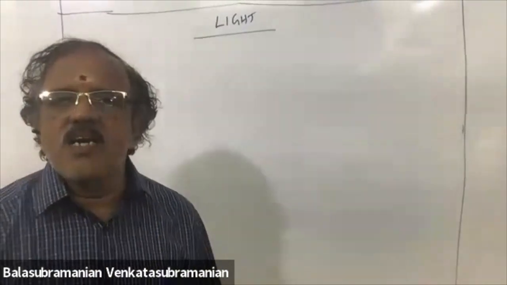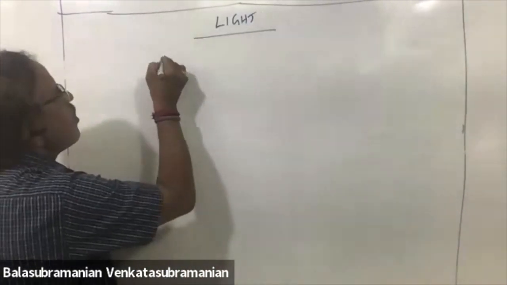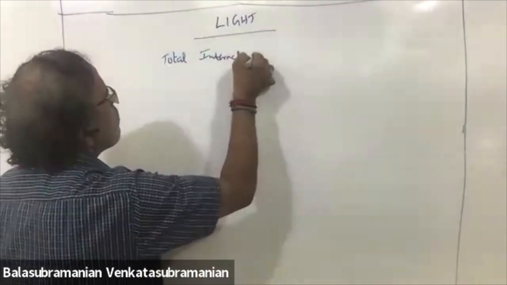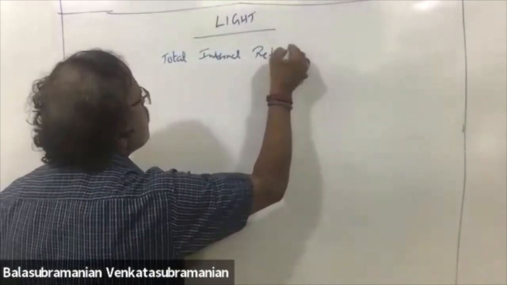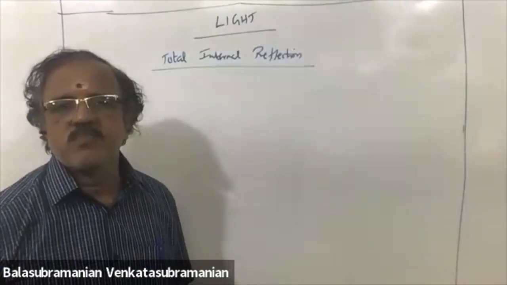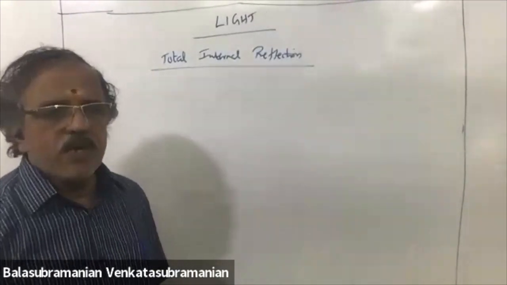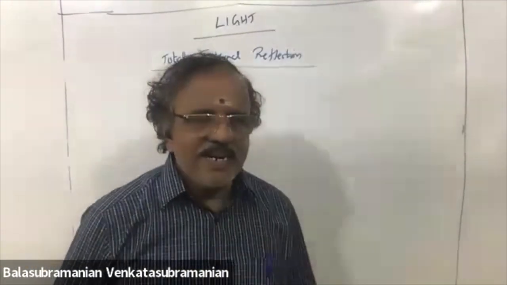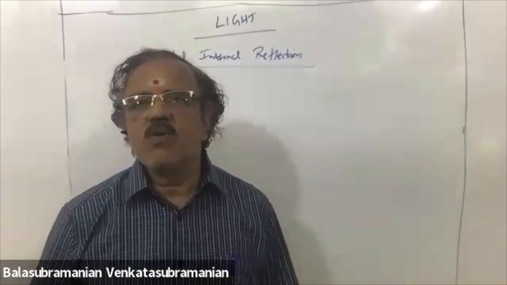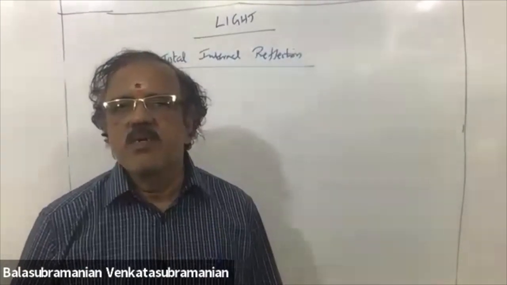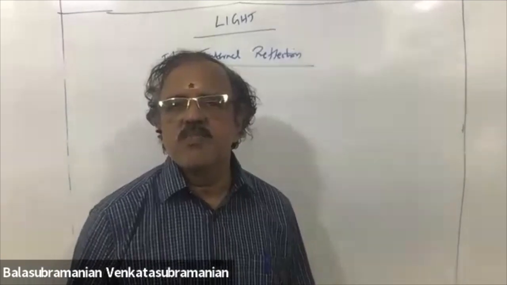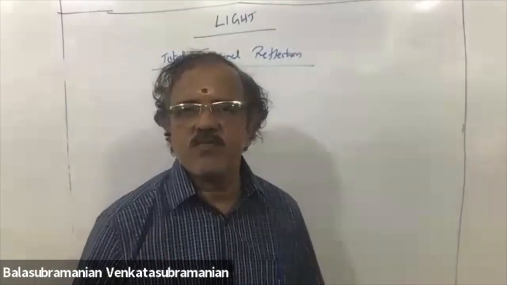Total internal reflection. Total internal reflection. A very important point, which proves why diamond glitters more, is the principle of total internal reflection. The optical fiber principle is also total internal reflection. Then what is called total internal reflection, sir?